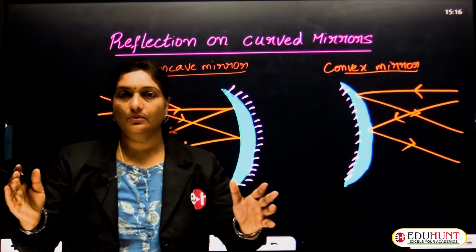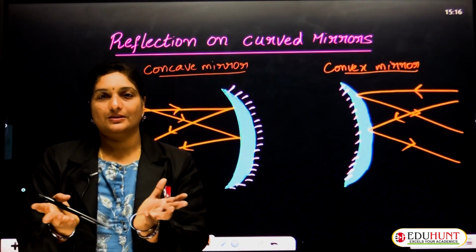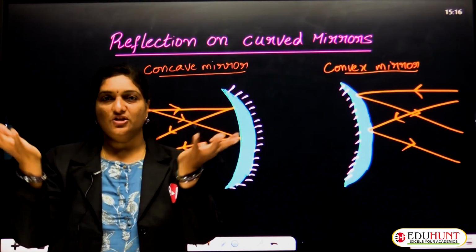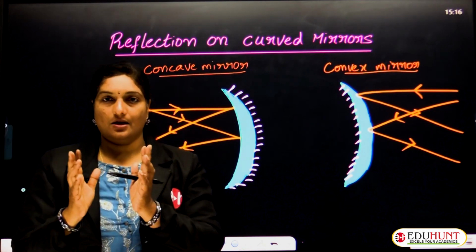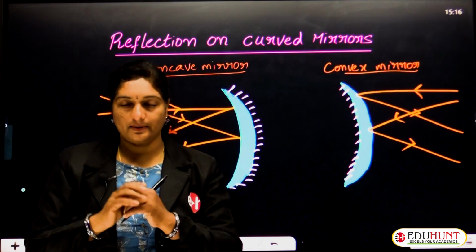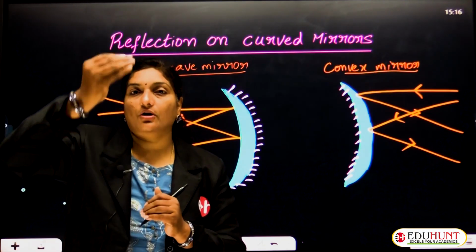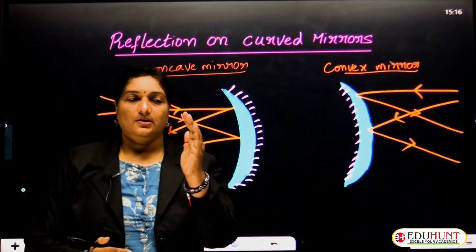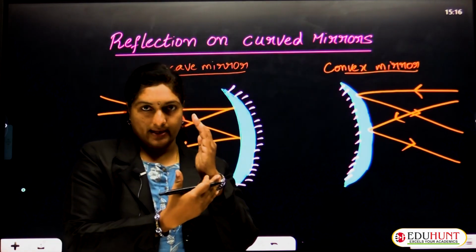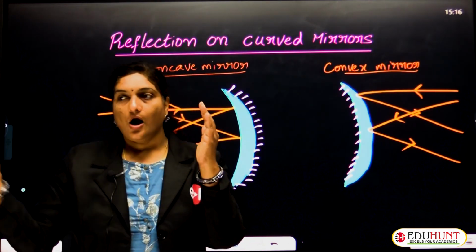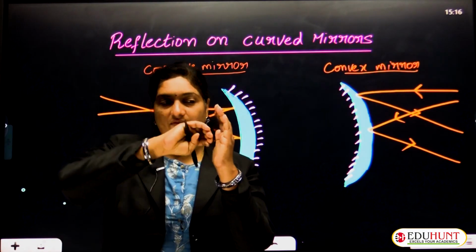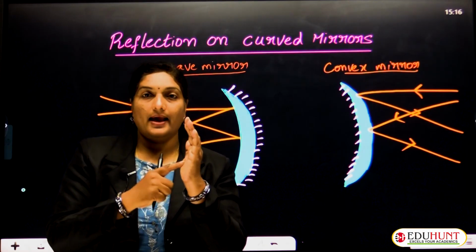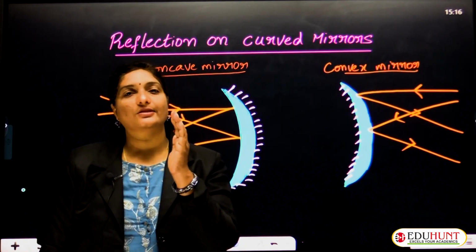So, first of all, you have to consider a big hollow sphere made of glass, out of which a portion of the glass is being cut. Let this be the portion. If it is silver lined outside, all the light rays falling on this mirror will be reflected by the inner surface of this mirror. Hence, this type of mirror is named as concave mirror.